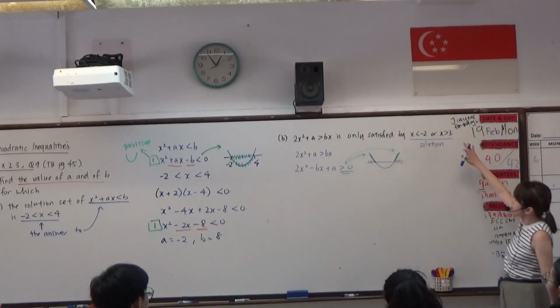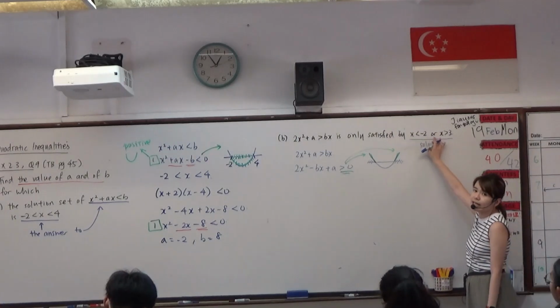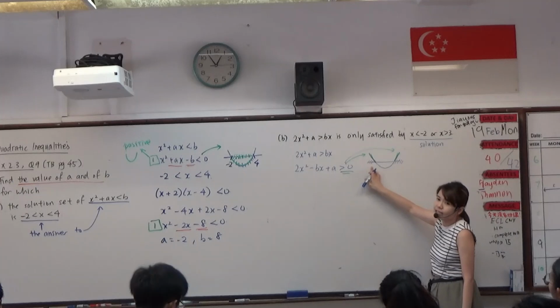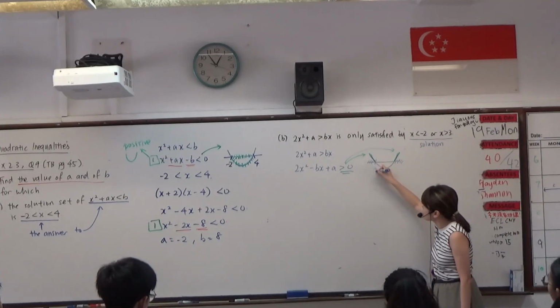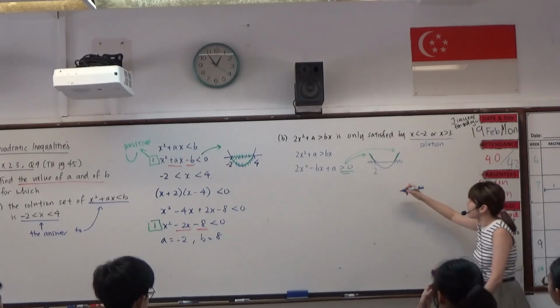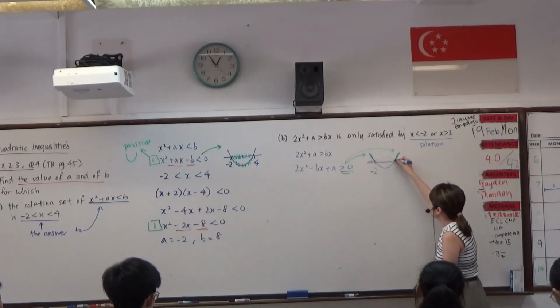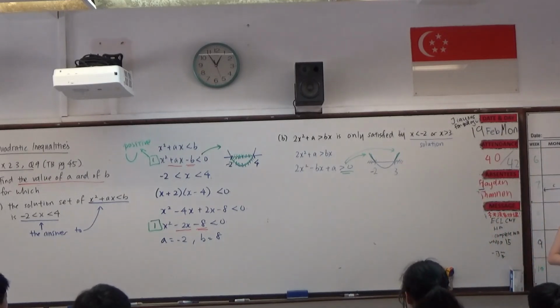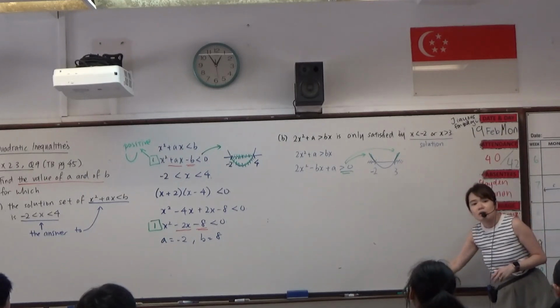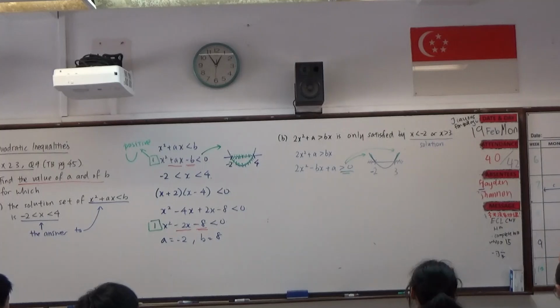Okay, so because the solution says x less than negative 2, this part is the part whereby it says less than a number, so this must be giving us negative 2. And then over here must be giving us a 3. Any questions so far? Yes, Alex.